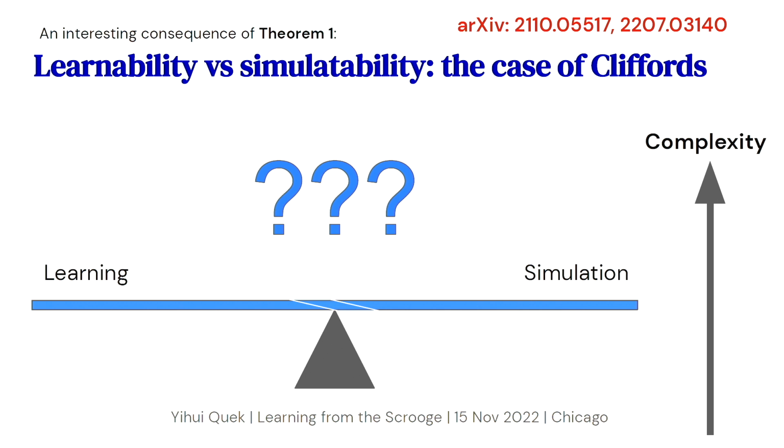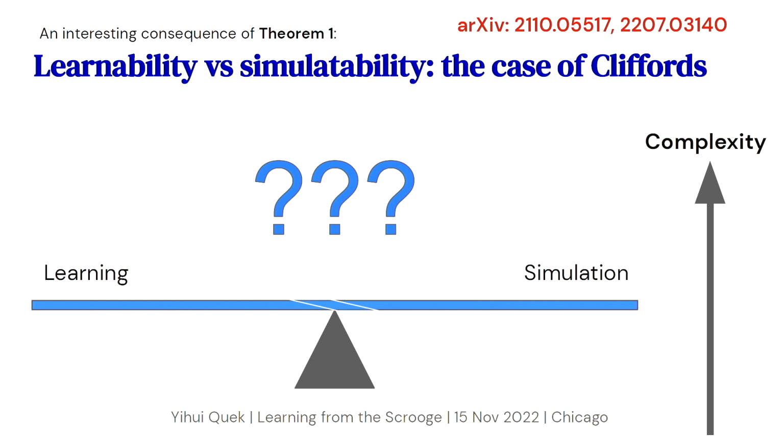So an interesting consequence of theorem one is that it says something about this delicate balance between learnability versus simulatability, which is how easy a quantum circuit is to classically simulate. And the reason why what we've proven is significant is because Clifford circuits are famous for being very easy to simulate, but T gates are famous for being hard to simulate. And the more T gates you add into your Clifford circuit, the harder that circuit becomes to simulate.